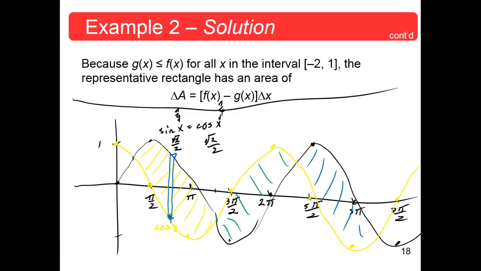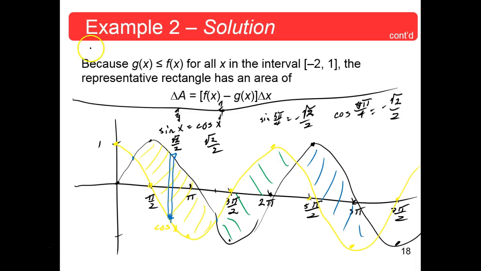5 pi fourths. And what is sine of 5 pi fourths? It's negative square root of 2 over 2. And what is the cosine of 5 pi fourths? It's also negative square root of 2 over 2. So yes, what looked to be true is going to be true. So those are going to be the limits of our integration by x.